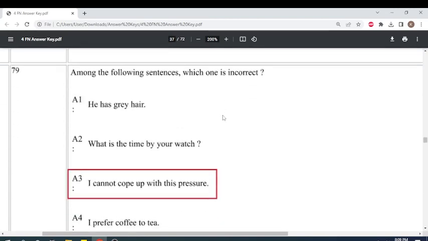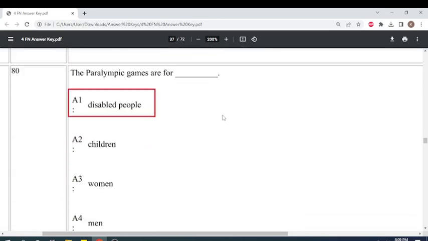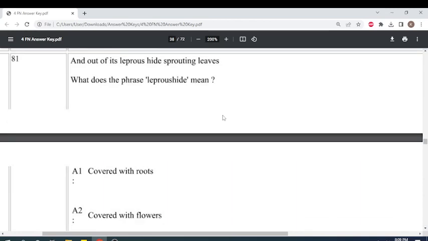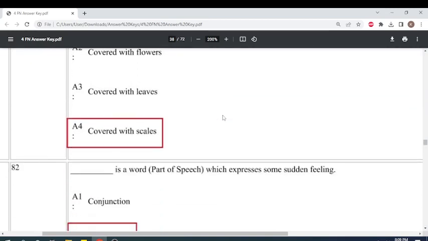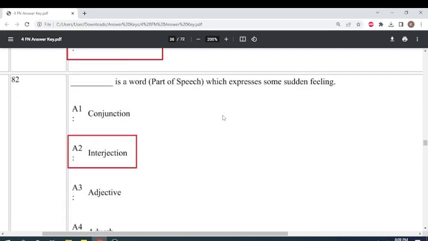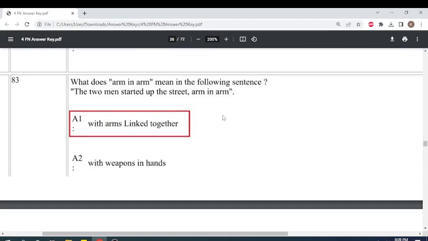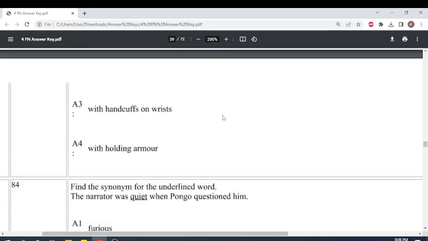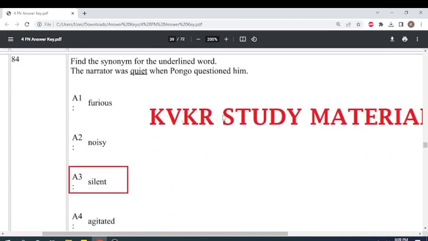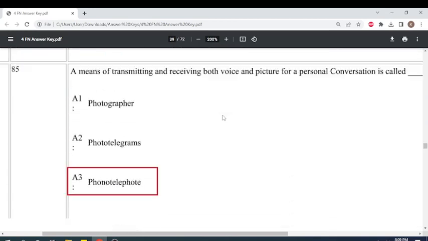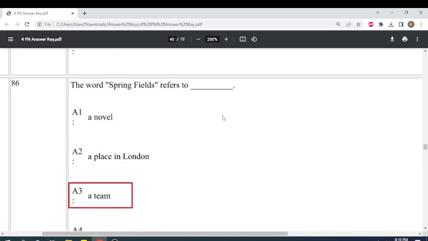79 question kaana answer A3. 80 question kaana answer A1. 81 question kaana answer A4. 82 question kaana answer A2. 83 question kaana answer A1. 84 question kaana answer A3. 85 question kaana answer A3. 86 question kaana answer A3.